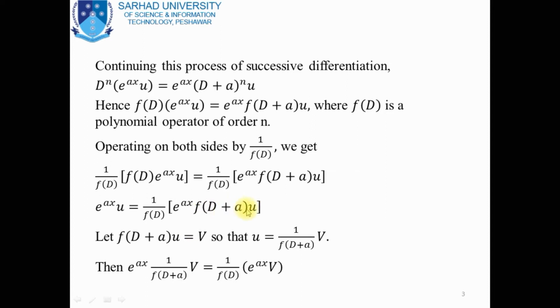Let f(D+a) into u be equal to capital V, where V is a function of x. This V may be a polynomial or maybe a trigonometric function, but one factor is the exponential function. So that u is equal to 1 over f(D+a) into V, then e^(ax) into 1 over f(D+a) into V is equal to 1 over f(D) into e^(ax) into V.